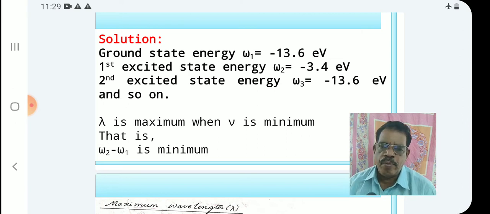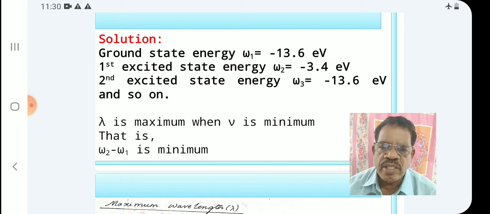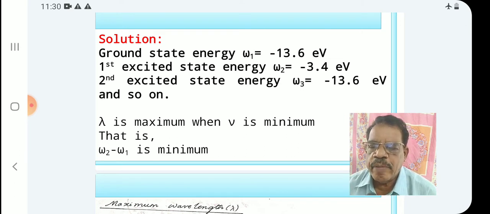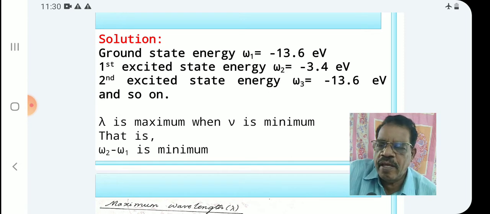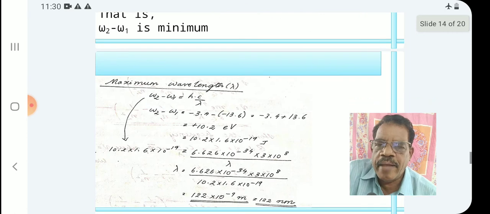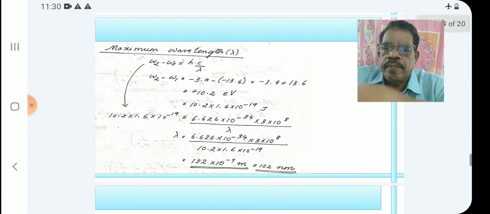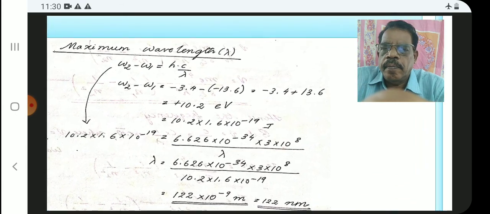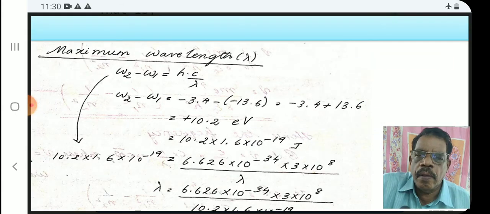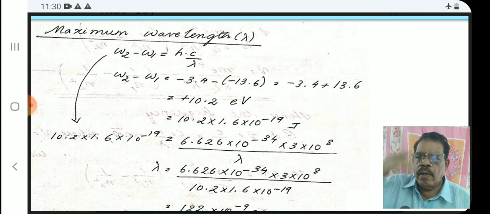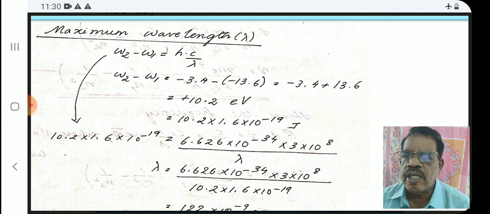When lambda, the wavelength, is maximum, the frequency must be minimum. That means h nu is minimum. That is W2 minus W1 is minimum. W2 minus W1 is h nu. If nu is minimum, then lambda is maximum. We have to find lambda maximum, the maximum wavelength. W2 minus W1 is h nu, hc by lambda.